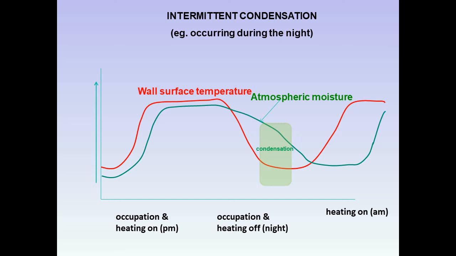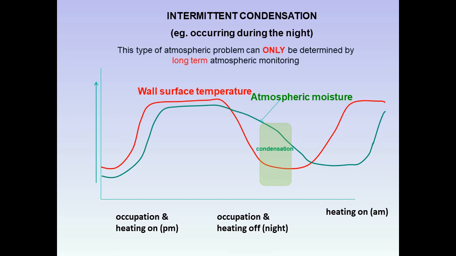If we look at the relationship with atmospheric moisture, then obviously when they come into the property, they start breathing and cooking, and the atmospheric moisture levels go up. However, when they go to bed, the atmospheric moisture doesn't leave the room very rapidly, but the wall surface cools right down, and we therefore can get condensation, say, during the night between 2 and 3 o'clock in the morning based on this behaviour. It's an intermittent condensation, and it can only be determined by long-term atmospheric monitoring.